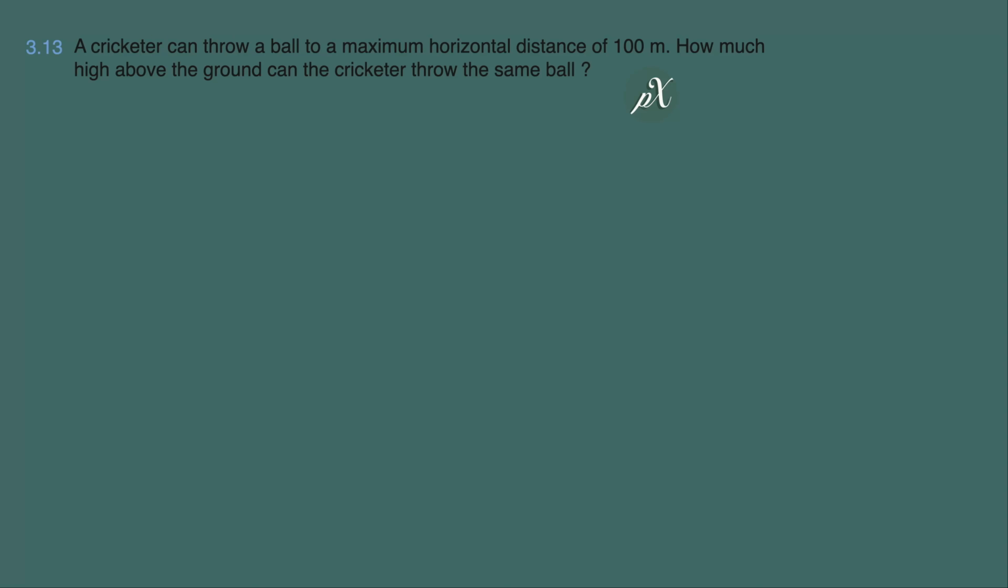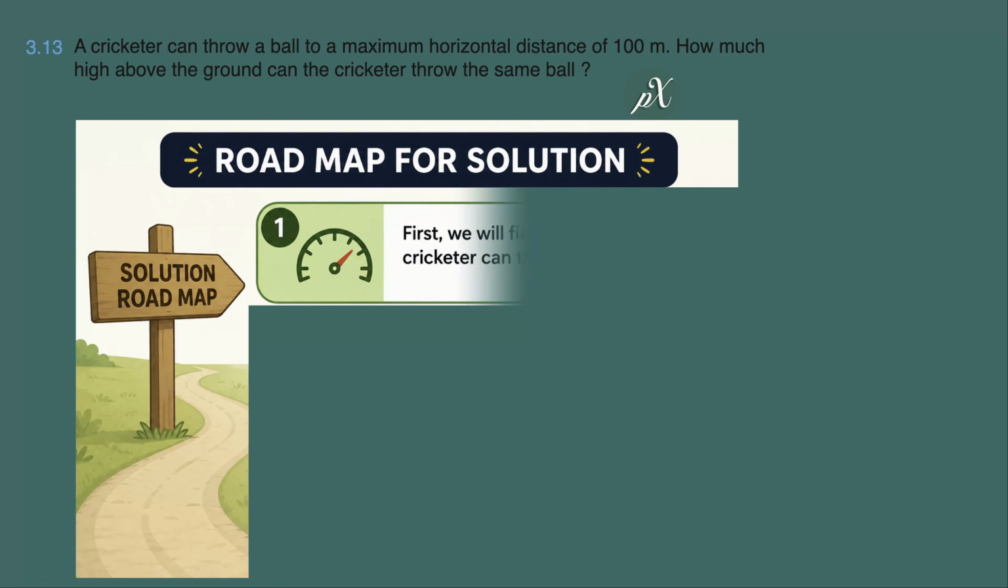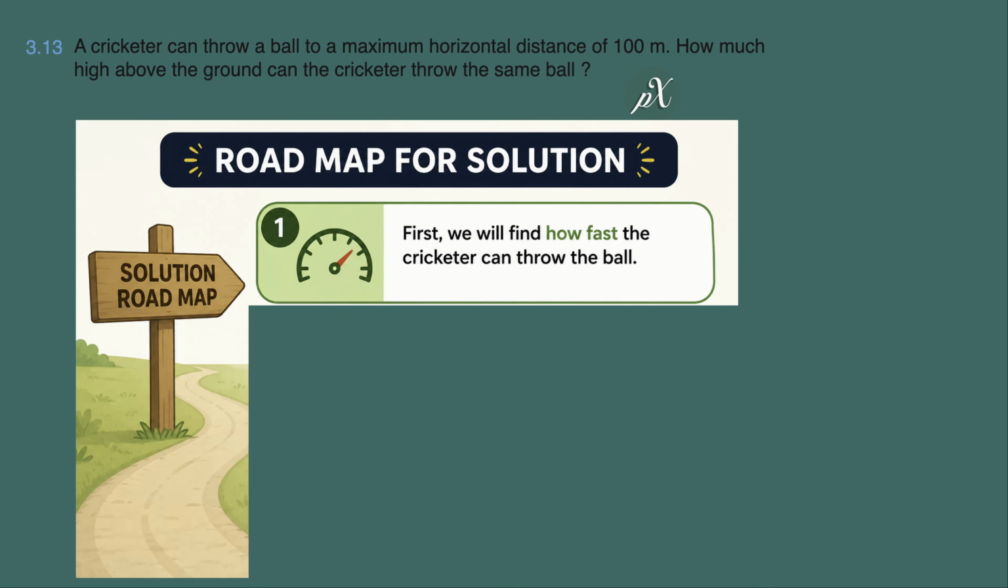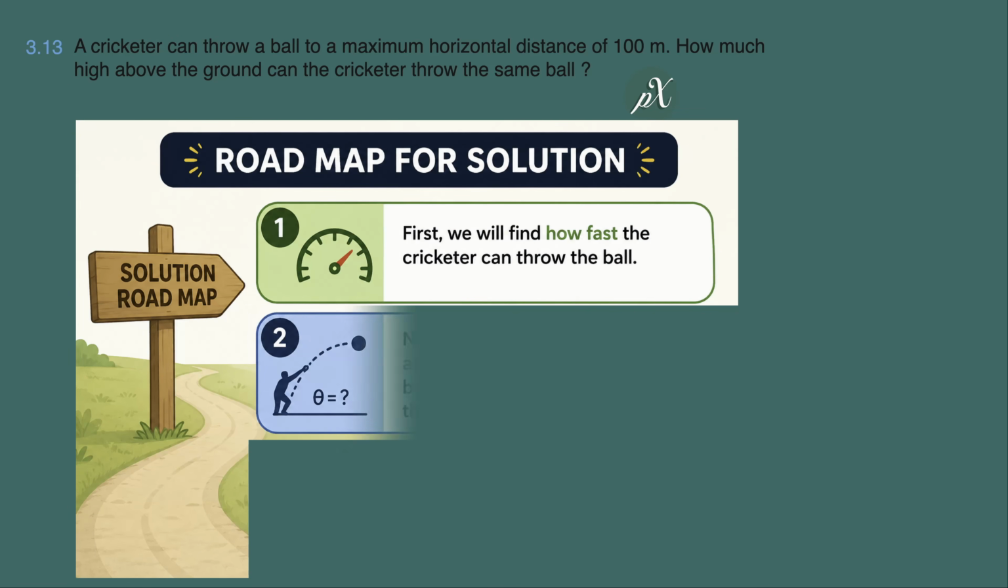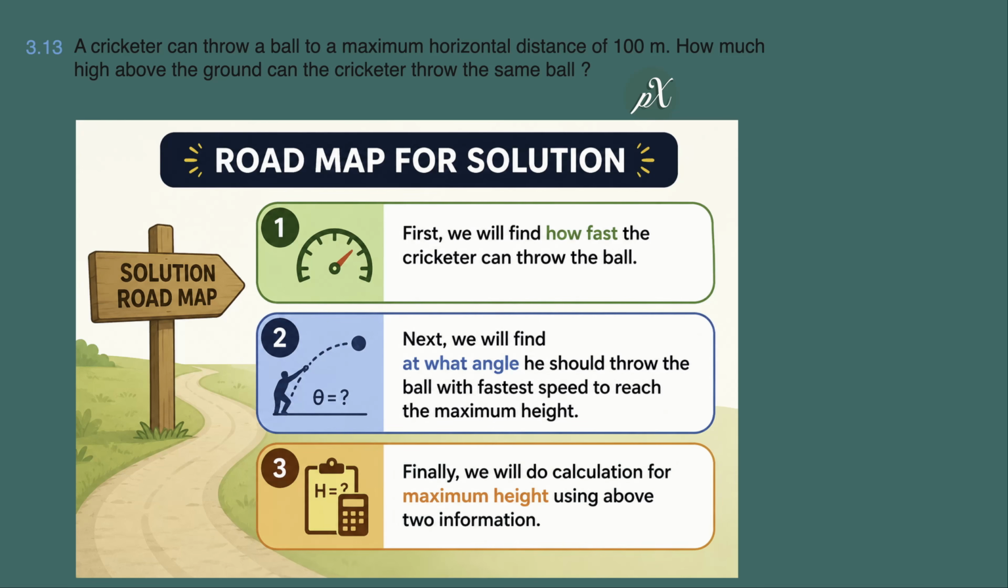Now, before we jump into the calculations, let's quickly plan our approach. First, we'll find the maximum speed with which the cricketer can throw the ball. Next, we'll determine the angle at which the ball should be thrown so that it reaches the maximum possible height. And finally, using these two pieces of information, we'll calculate the maximum height the ball can reach.